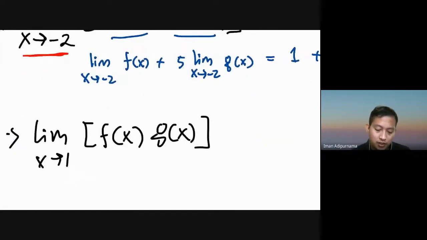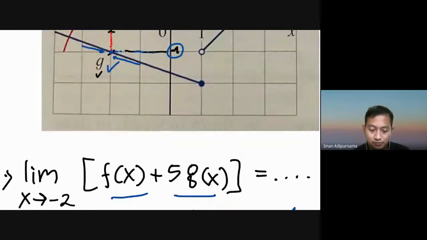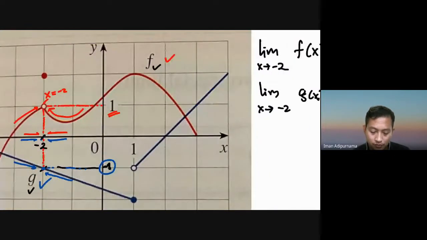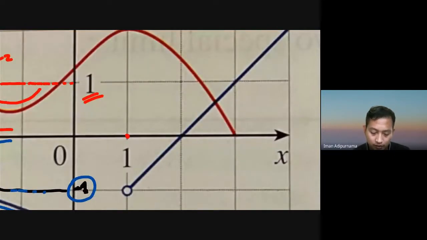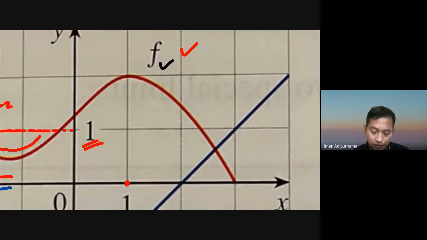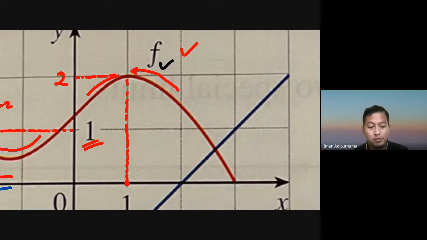And how about the limit as x approaches 1? Now we need to look for this 1, right? 1 is here. Let's look at the f first. I think it's quite easy. We are looking from the left and from the right, and it's around what? 1, 2. Probably it's 2. From the graph, we know it's 2.